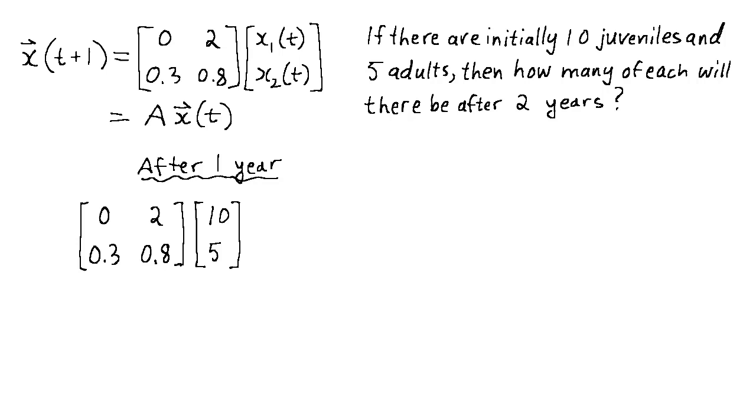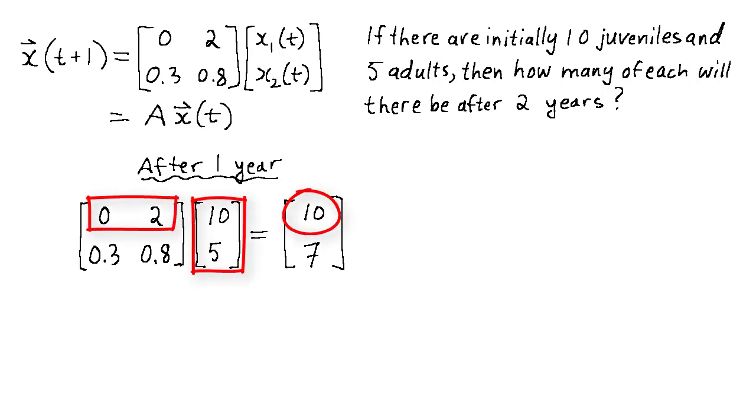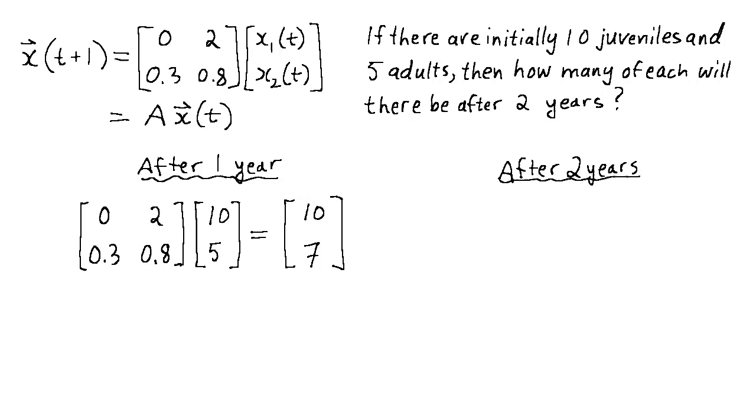This matrix vector multiplication gives us the new column vector 10, 7. We got 10 by dotting the vectors 0, 2 and 10, 5. And we got 7 by dotting the vectors 0.3, 0.8 with the vector 10, 5. After 1 year, then, there are 10 juveniles and 7 adults in our population. To see where the population is after 2 years, we again take our matrix, but this time we apply it to the distribution from the end of year 1, like this.